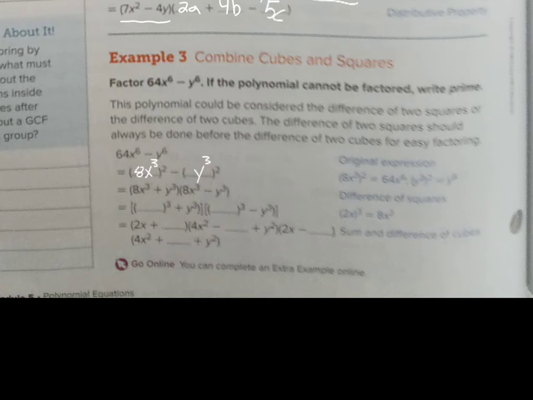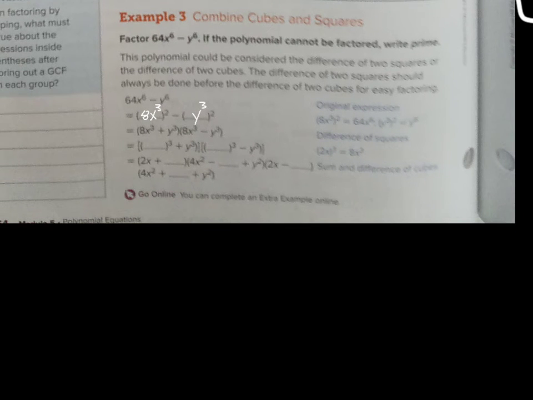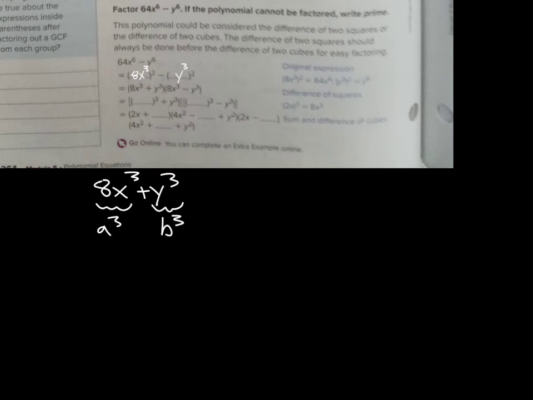So again, I'm going to go through how I do it. We got 8x cubed plus y cubed. So this is my a cubed from the formula. This is my b cubed from the formula. I need an a, so the cube root of 8 is 2, cube root of x cubed is x. I need a b, which is y. I also need an a squared, so I square a for 4x squared. And I need a b squared, so y squared.